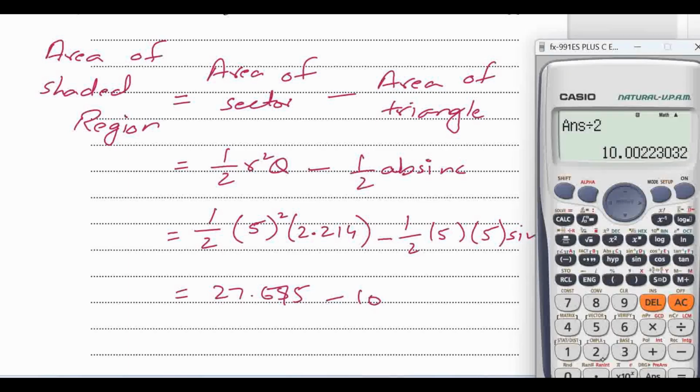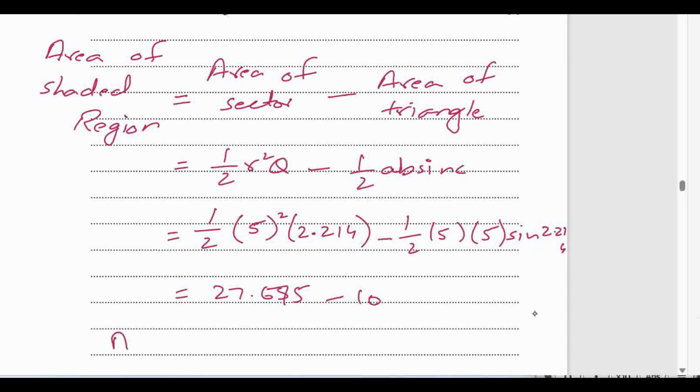So 27.675 minus 10, this will be 17.675. So we can write it as the area will be equals to 17.675. So this will be the final answer. I hope that the concept is clear. Let's move to the next question.